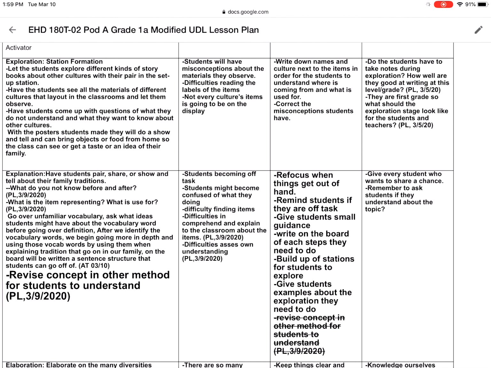Our exploration is to let students explore different kinds of storybooks about other cultures with their pair in the setup station. Have students see all the materials of different cultures that are laid out in the classroom and let them observe. Have students come up with questions of what they do not understand and what they already know about other cultures.